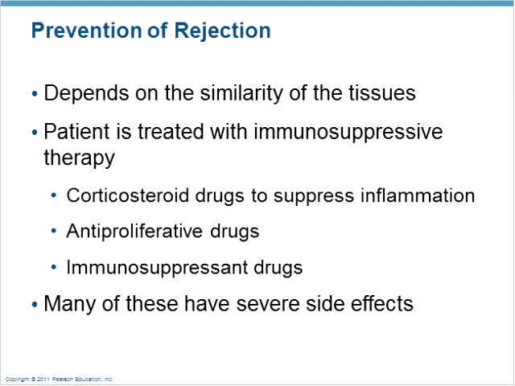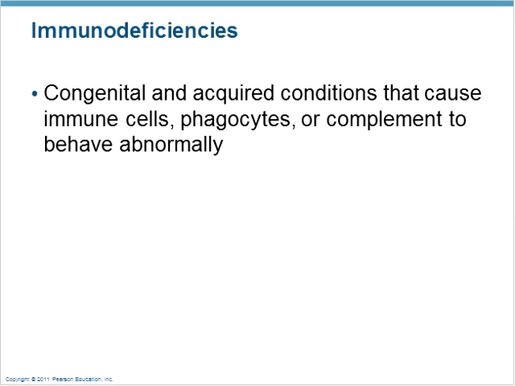The patient is treated with immunosuppressive drugs to help reduce their ability to respond. Of course, many of these have side effects which prevent our ability to be immune competent to other kinds of infections. Corticosteroid drugs suppress inflammation, anti-proliferative drugs, and immunosuppressive drugs prevent the body from attacking that now transplanted tissue. Many of these have some very severe side effects, and they're significant.